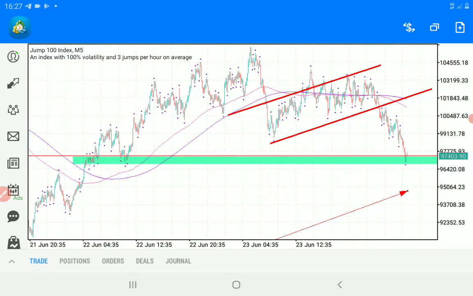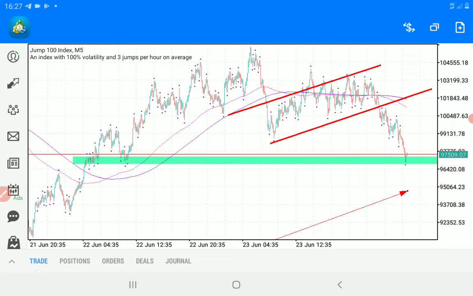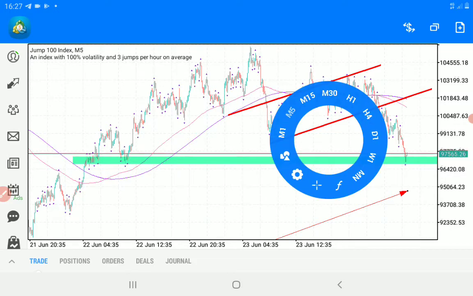So let me check something so that I can finalize my analysis. I just want to finalize my analysis and conclude that Jump 100 is buying. I'm just checking something on my other device. Hold on. Just want to conclude that Jump 100 is buying.